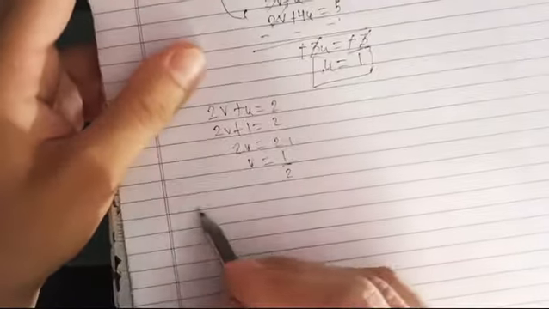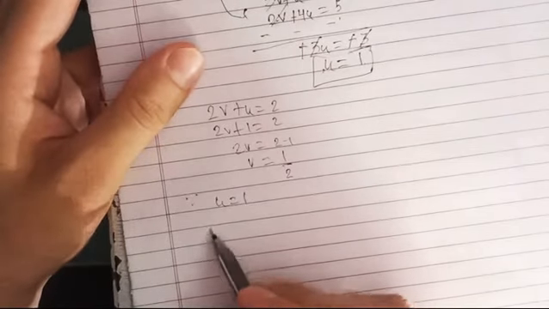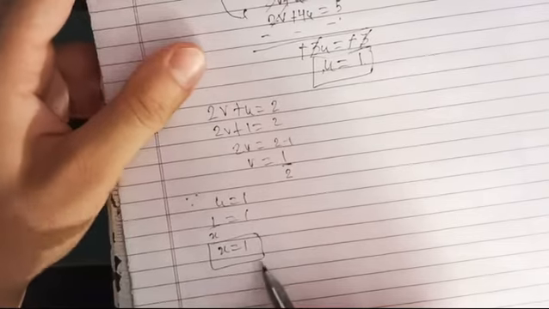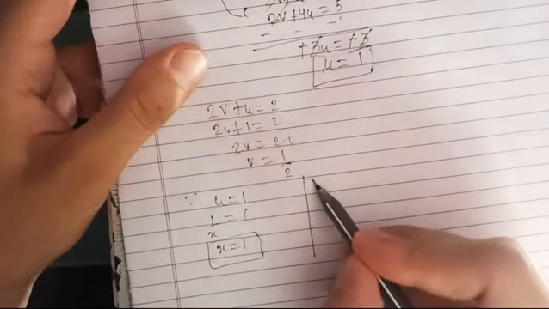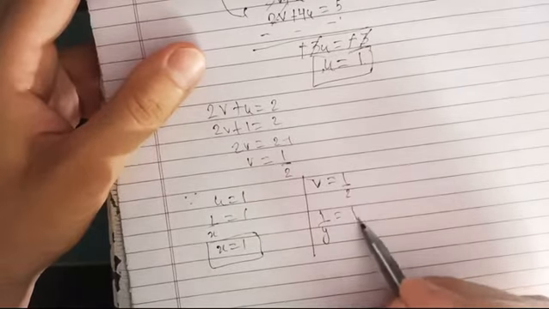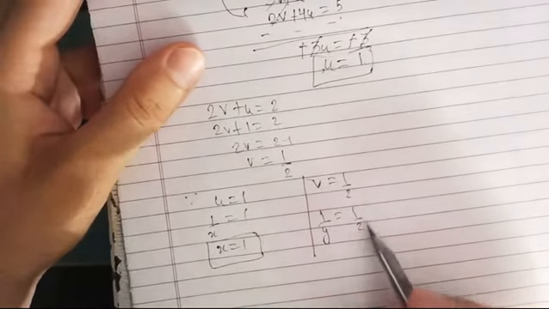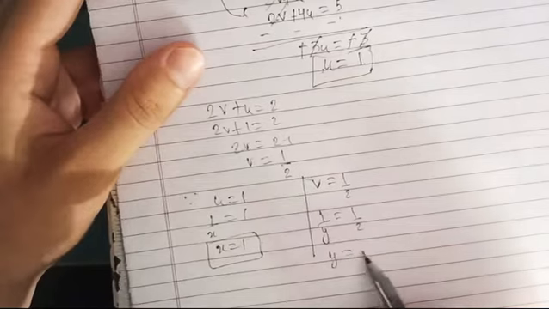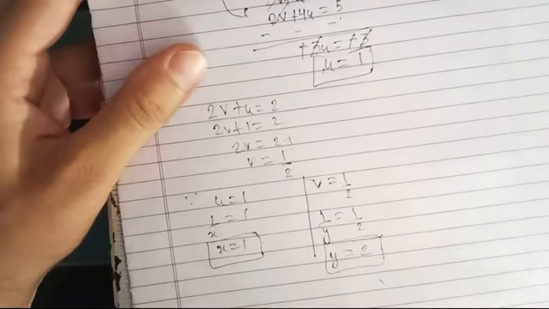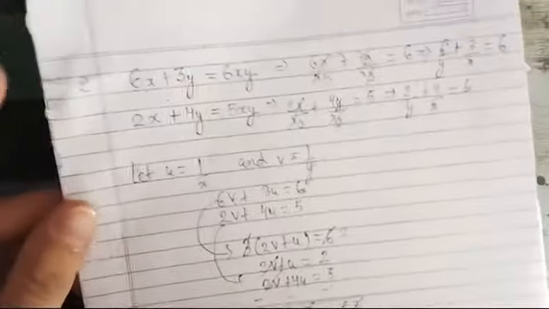Okay, so since u is equal to 1, that means 1 upon x equal to 1. x is equal to 1. Okay, in the same way, v is equal to 1 upon 2. So 1 upon y is equal to 1 upon 2. When we take the reciprocal of both the values, we will get y is equal to 2. So these are the two values of x and y.